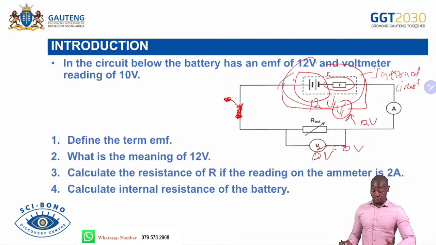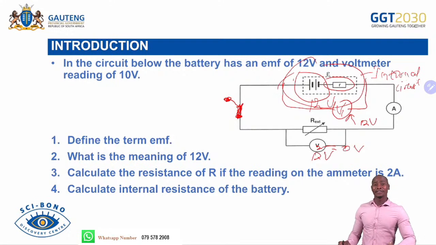The switch was closed, all right? So let me read the statement. In the circuit below, the battery has an EMF of 12 volts and the voltmeter reading of 10 volts. So where is this voltmeter? Can you see that the voltmeter is connected across that R external? So it's the voltmeter that they are talking about, so it's 10.